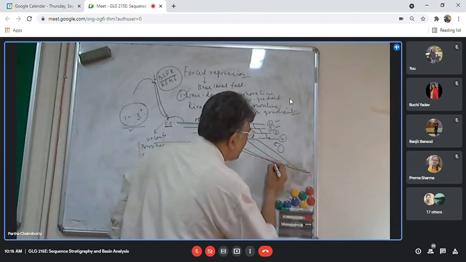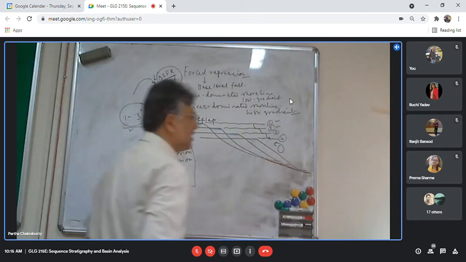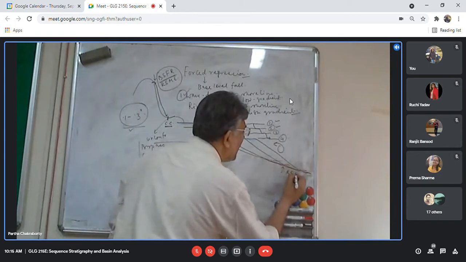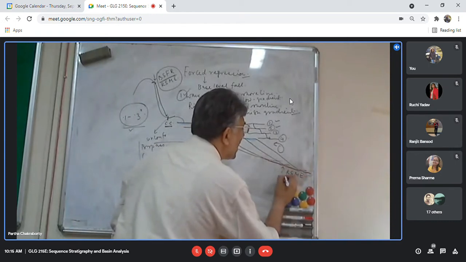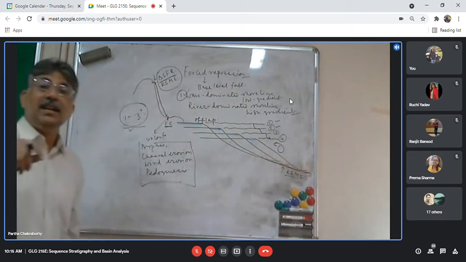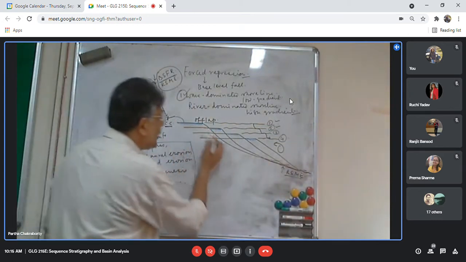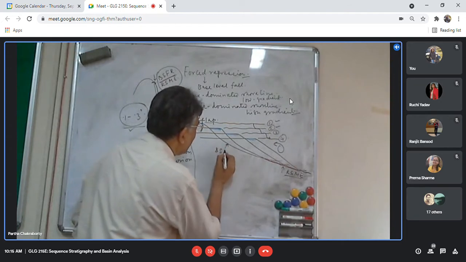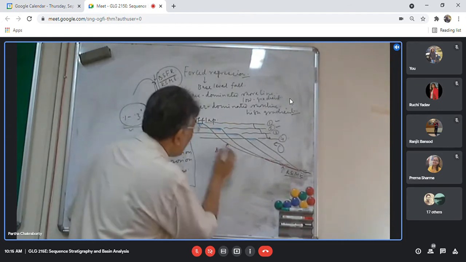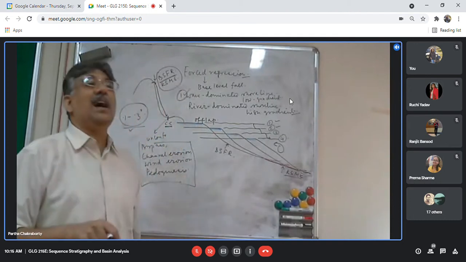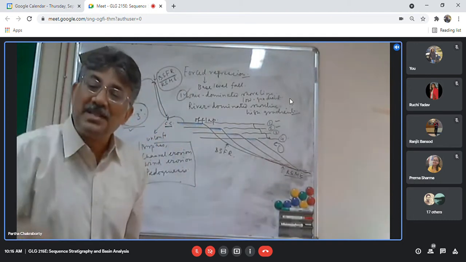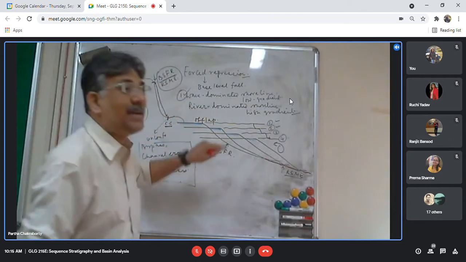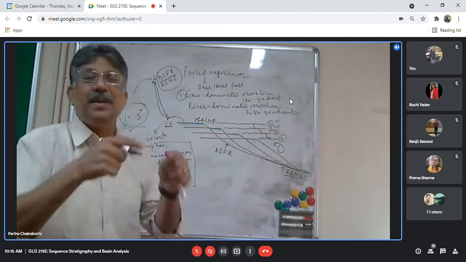So this becomes an erosional surface. This erosional surface I call RSME, that is, regressive surface of marine erosion. And what is this surface? This is the BSFR, which is the first surface which marks the fall of base level. So this is the first surface which marks the onset of the fall of base level.